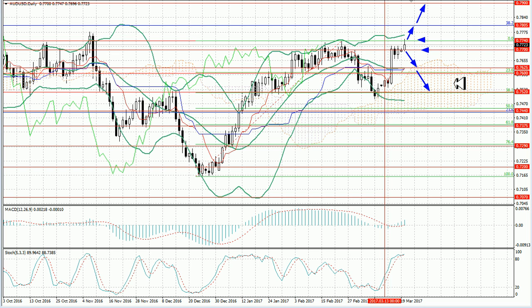The technical picture is mixed. The MACD histogram is growing in the positive zone and the Stochastic is trying to reverse in the overbought area and form a sell signal. The lowering scenario is more likely to be implemented at the moment.